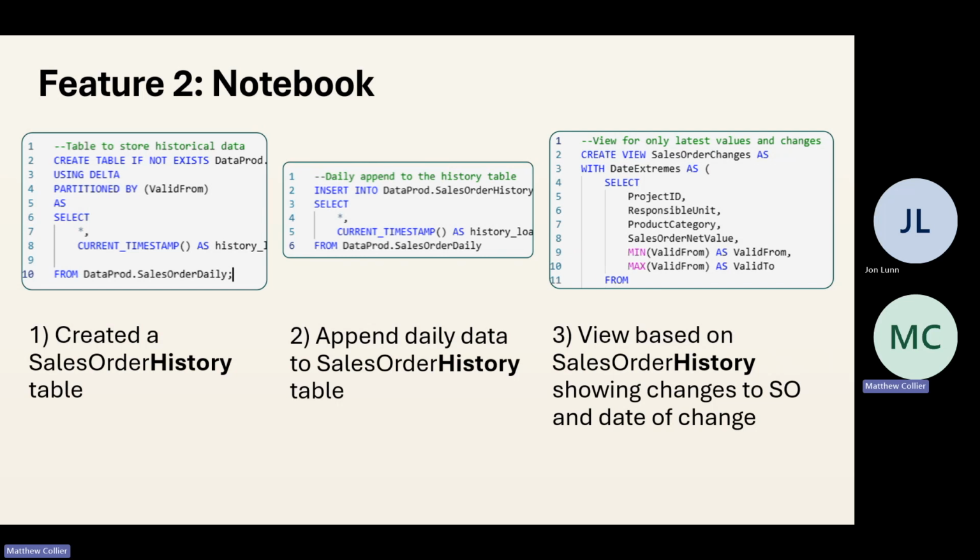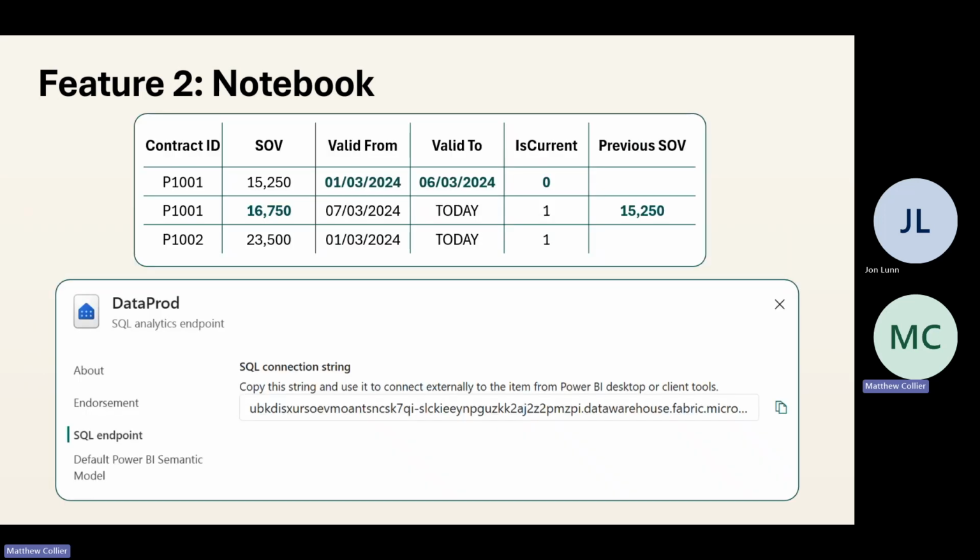with the multiple languages. So yeah, going back to my example, I created a sales order history table. So just a blank table in the lakehouse. I appended my daily refresh data. So I just wrote a little script to append the data to the bottom. So I created this history table that has all the snapshots every day, and then created a view based on that history table with SQL magic. I'm not going to go through it, but it got me the table that I needed. And again, I can connect it to my model using a SQL connection string.